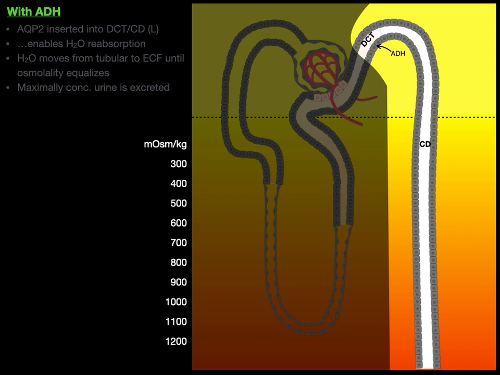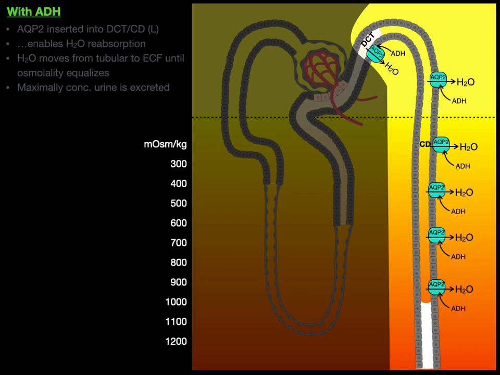So watch, ADH is inserted, and ADH targets these cells, and the aquaporins cause a reabsorption of water. Now watch that every time we have these aquaporins, thanks to ADH, and water is reabsorbed, look at the fluid inside the collecting duct compared to the outside interstitium. Water keeps flowing until the tubular fluid and ECF equalizes. And that's why we excrete a maximally concentrated urine in the face of ADH.